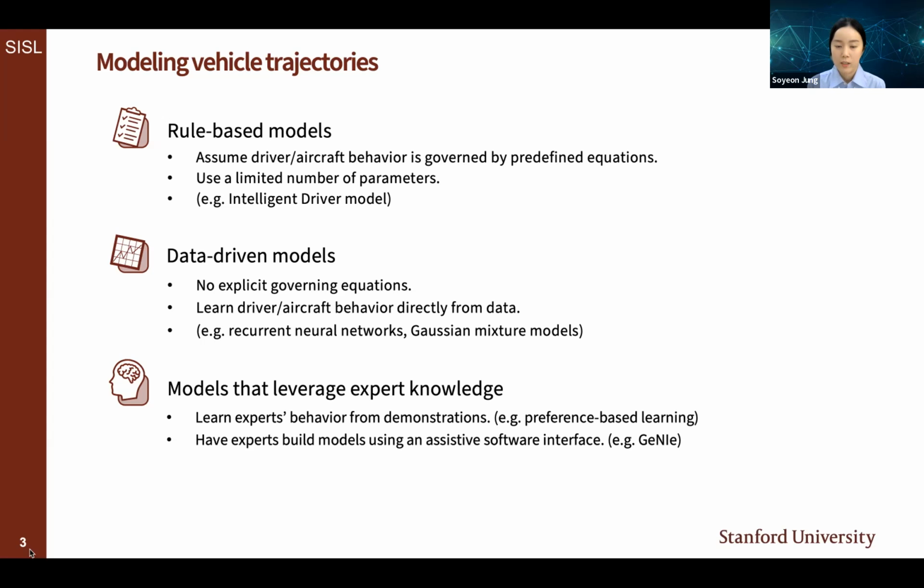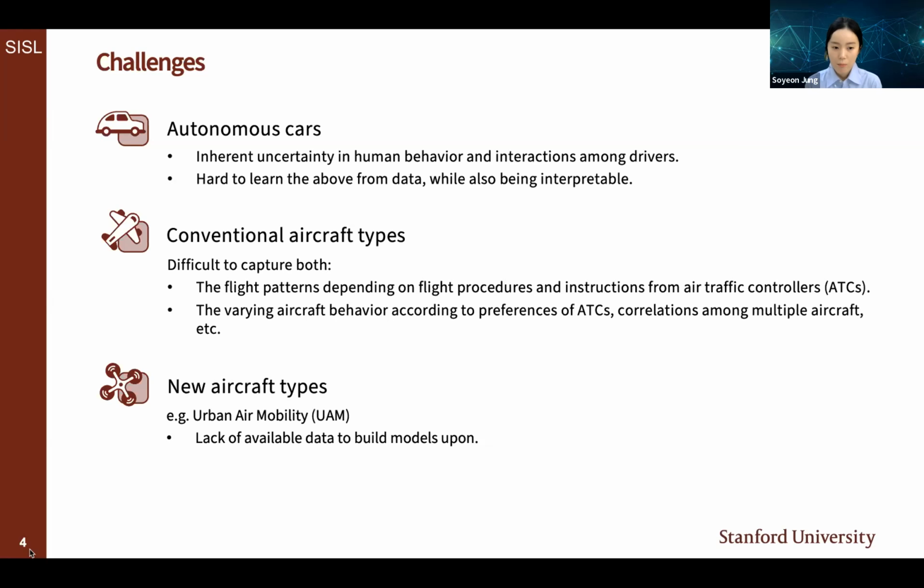For emerging domains with limited data availability, we can leverage expert knowledge for building trajectory models. One approach is to learn experts' behavior from demonstrations as done in preference-based learning. Another one is to have experts build models using an assistive software interface, such as Genie. Modeling vehicle trajectories is challenging due to various reasons specific to application domains.